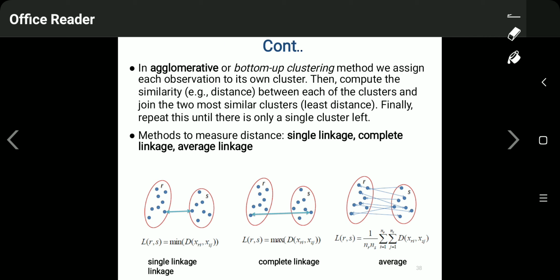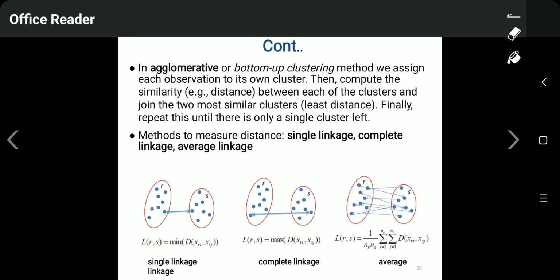Now just see here, in the agglomerative or bottom-up clustering method, we assign each observation to its own cluster, then compute the similarity. How do we calculate the similarity? By calculating the distance between each of the clusters and joining the two most similar clusters, meaning the least distance. Finally, repeat this until only one single cluster is left.